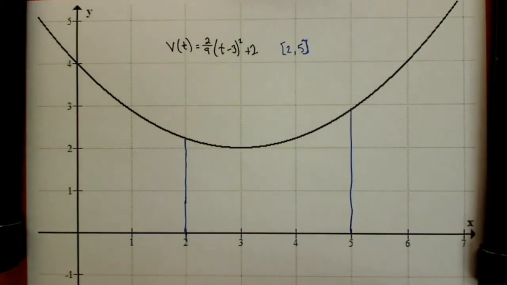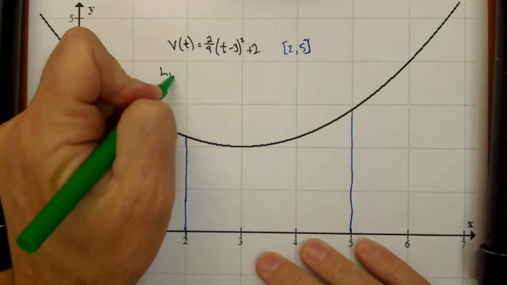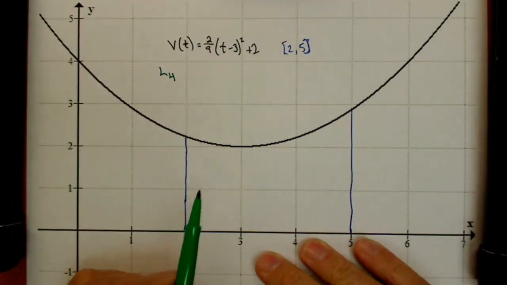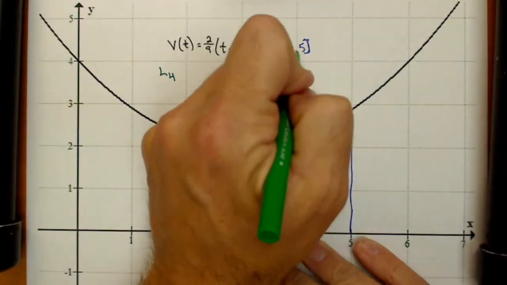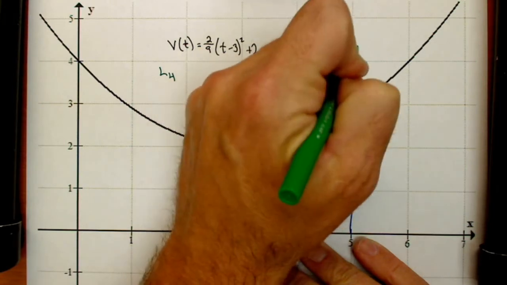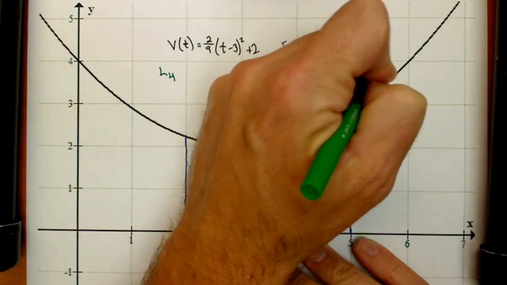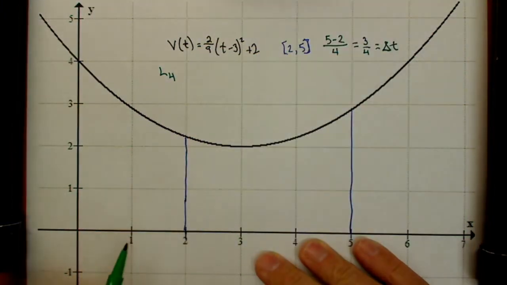Now what we're going to do is approximate this area with 3 different methods: the left-hand rule, the right-hand rule, and the midpoint rule. And we're going to use 4 rectangles. So first, let's talk about the left-hand rule, L sub 4. If we're going to break this into 4 subintervals, the length of our interval is 5 minus 2, divided into 4 subintervals, is 3/4, and that will be our delta t in this problem.